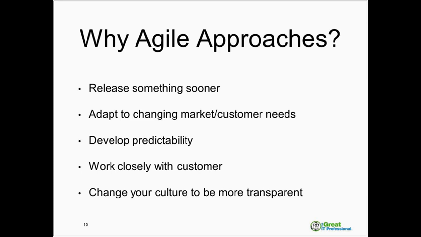We had trouble understanding precisely what we would deliver, and if we wanted to release something sooner, we had to work by feature set. We wanted to adapt to changing market and customer needs, and our adaptation needs are even more important now than they were back then. We want to develop a little predictability. What can we deliver and when? We want to work closely with the customer. How can we actually deliver what the customer wants?